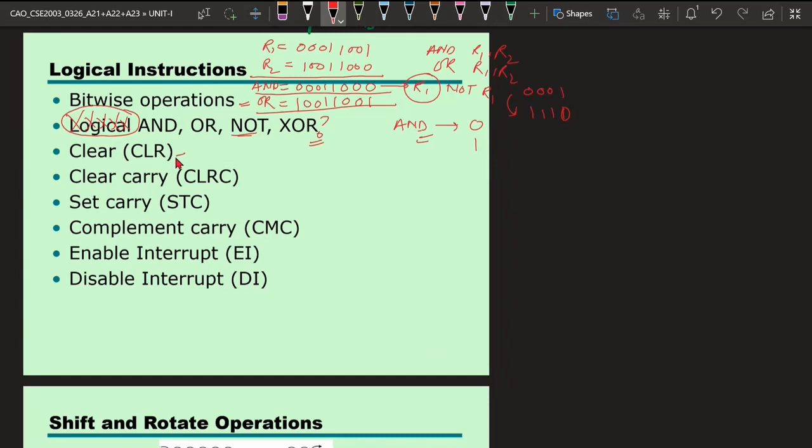Next one is clear. So clear stands for, like, whatever the CLR is the representation. CLR R1 is written. So if R1 data is 10010001, if this is the R1 data, once we perform the clear R1, that means after performing this, the result will be all the bits will be cleared.